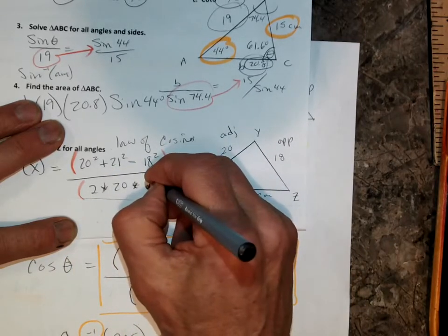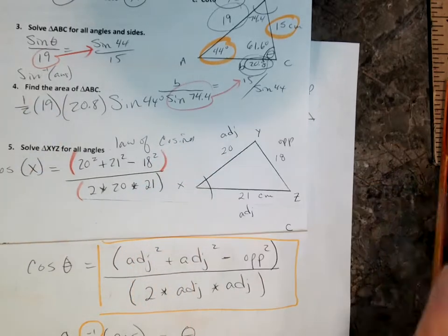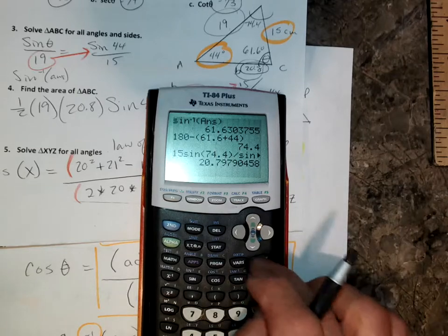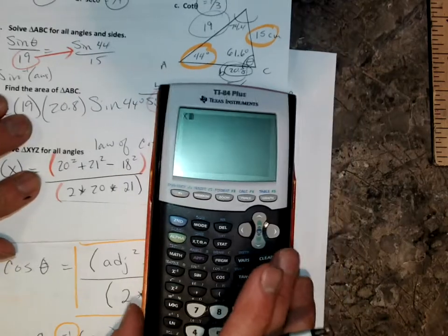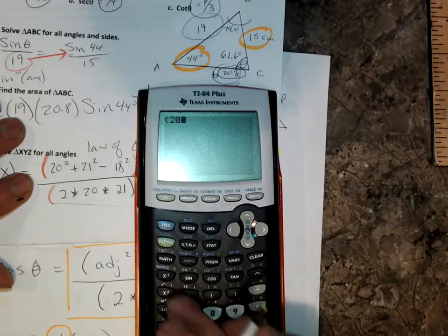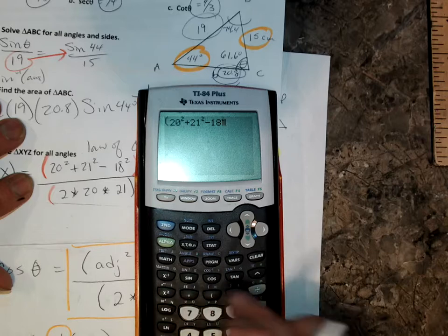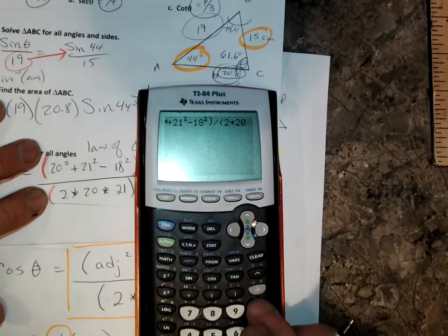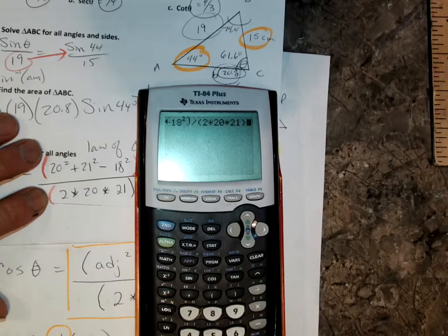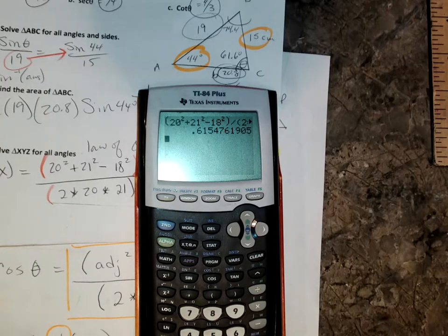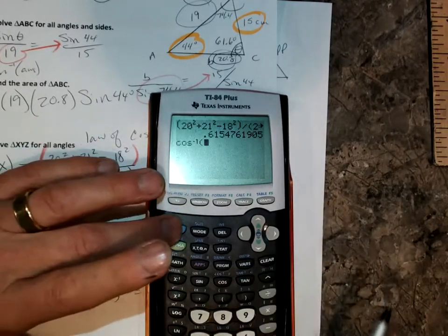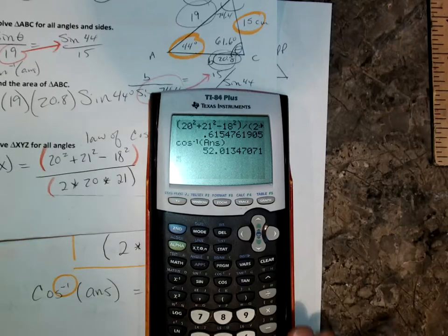And that will give me a decimal. It will give me a decimal because I'm looking for an angle, because I have to cosine inverse that. So I'll just do that. I'll go parentheses, 20 squared plus 21 squared minus 18 squared, parentheses, divided by parentheses, 2 times 20 times 21, and I get a decimal, expected that, but then I want to do the cosine inverse, right? Check it out, cosine inverse of that answer, and you get an answer of about 52.